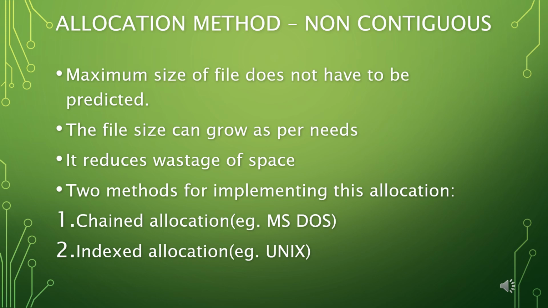There are two methods of implementing the allocation. One is chained allocation, which was used in older versions of operating systems like MS-DOS, and the other one is indexed allocation, which can be used in Unix.